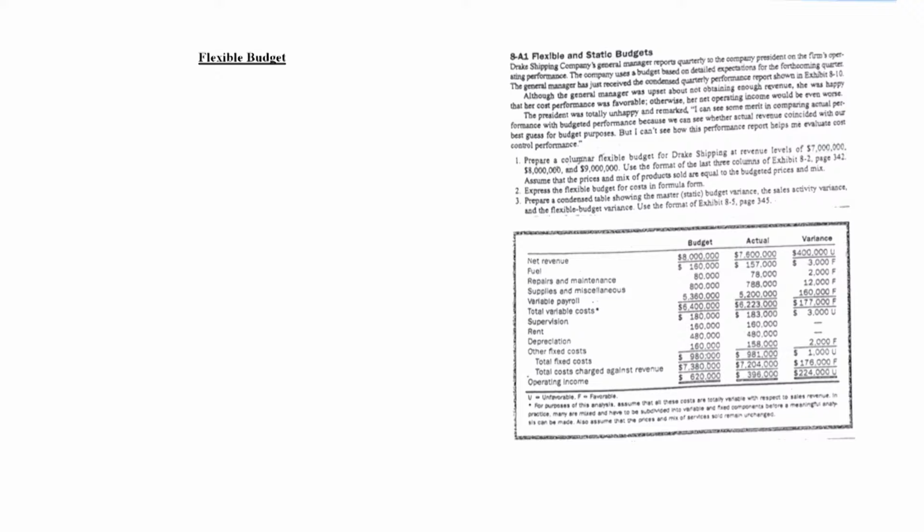The second requirement is to express the flexible budget for the cost in formula form, and the third requirement is to prepare a condensed table showing the master budget variances, the sales activity variances and the flexible budget variances. For that, the format which we have to use I have already discussed with you in the conceptual part, and that format is already given in the PPT. So, you refer to the PPT for the third statement's purpose, and you will be very clear about it.